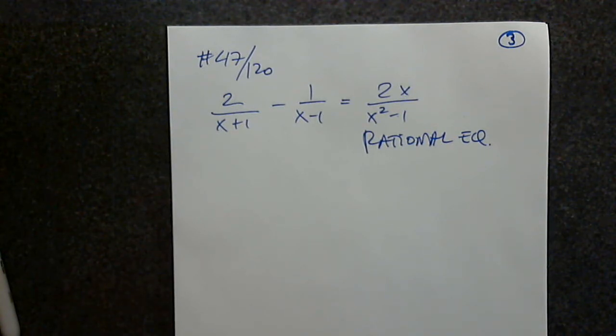So any time it has an x in the denominator, it's always rational. Very good question. No, it can be a combination. For example, I can have the square root over x minus 1 equals 5. So that is a more sophisticated type of equation.